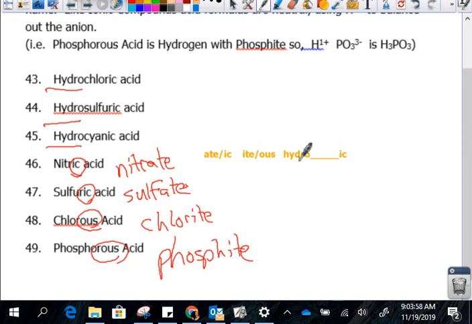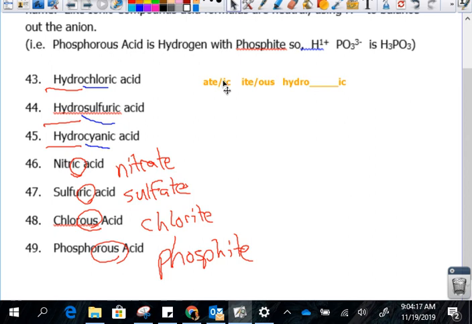And then what do we do with this hydro-blank-ic? Well, we have to carefully analyze what is in the blank. So here it looks like it's chlorine. Here it looks like it's sulfur. And this is cyanide. That's cyanide. It's one of those polyatomic ions somebody asked to memorize a while ago. So let's go put this stuff together.